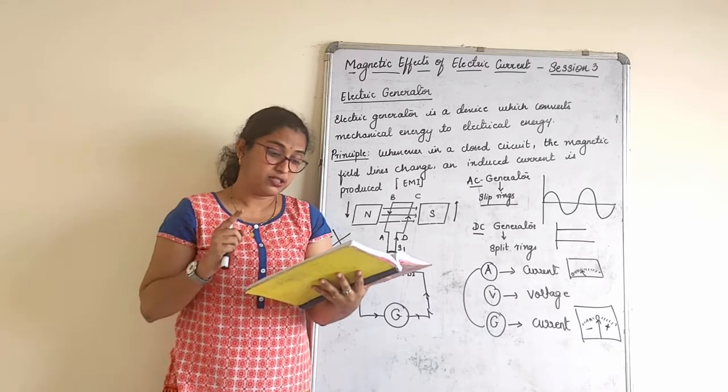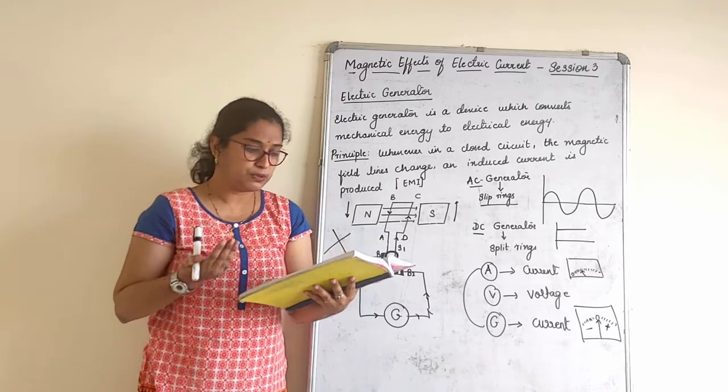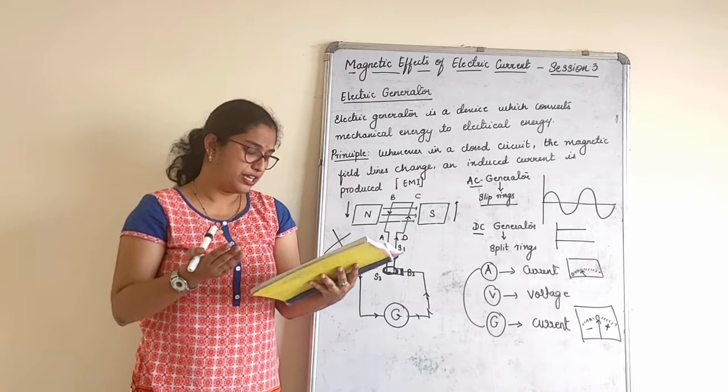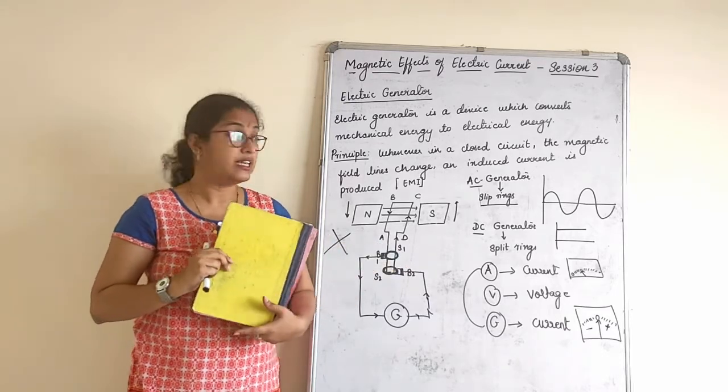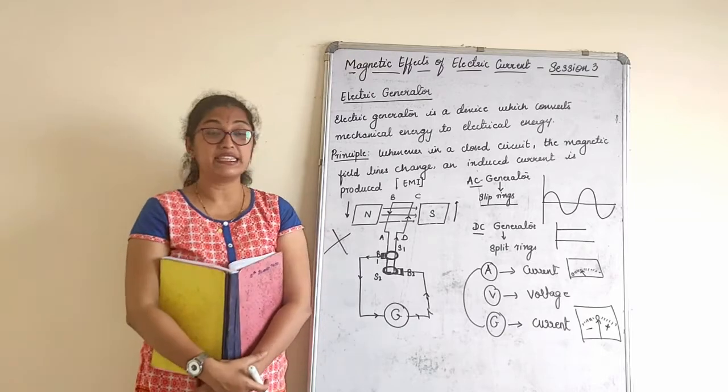The current in the external circuit now flows from B1 to B2. Thus, every half rotation, the polarity of the current in the respective arm changes. That is why it is an AC generator.